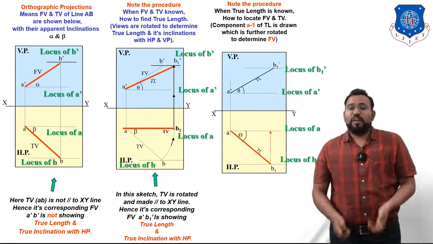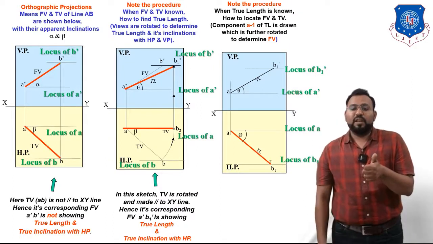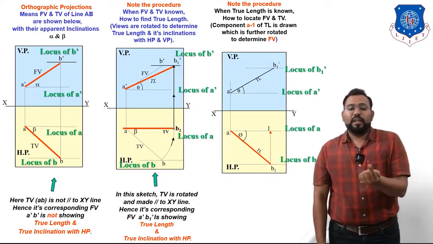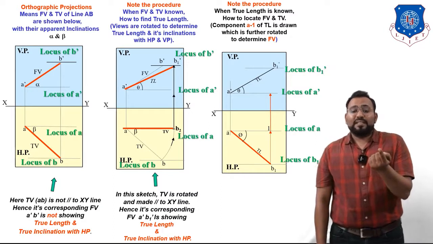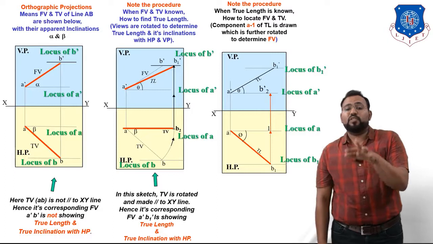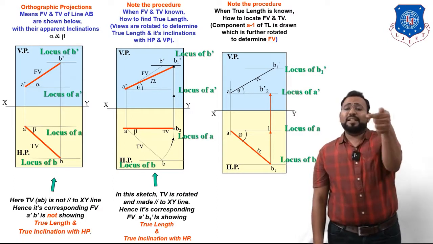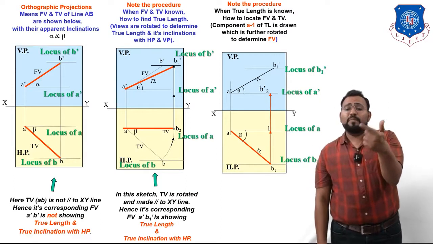First, draw a vertical line from point B1. Let us see on your screen. Draw a vertical line from point B1 up to locus A dash, and whenever it intersects locus of A dash, give it the name point B2 dash. So whenever we have drawn a vertical line from point B1 and it intersects locus of A dash, we have given the name point B2 dash.